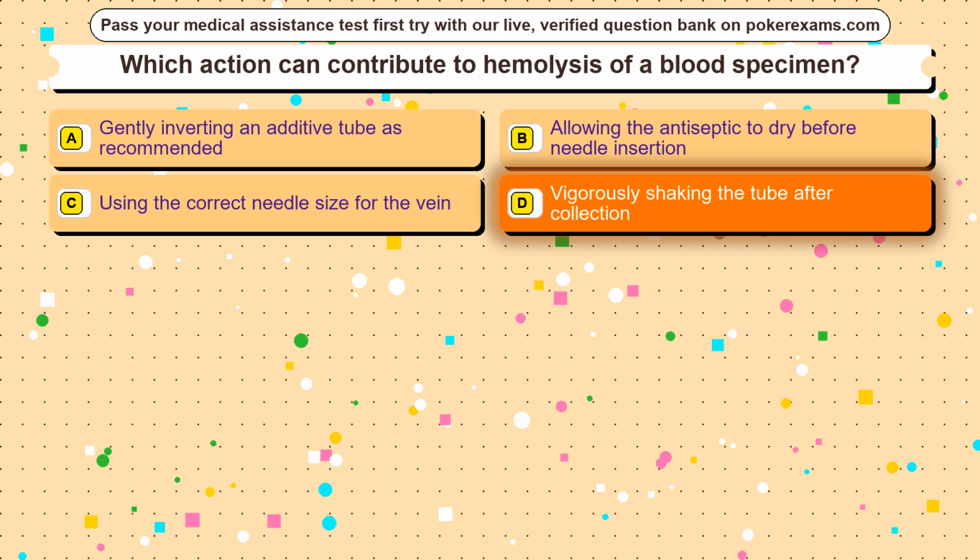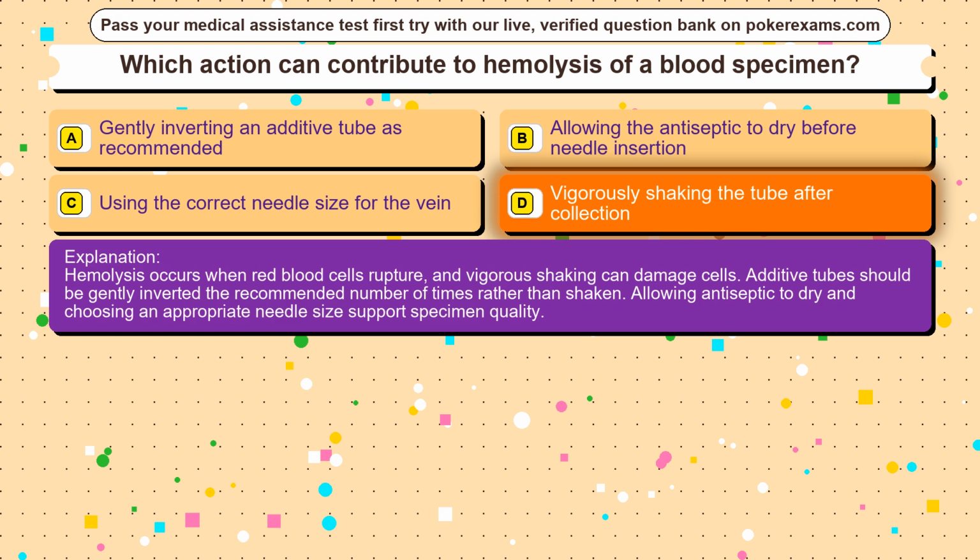The correct answer is option D. Vigorously shaking the tube after collection. Hemolysis occurs when red blood cells rupture, and vigorous shaking can damage cells. Additive tubes should be gently inverted the recommended number of times rather than shaken. Allowing antiseptic to dry and choosing an appropriate needle size support specimen quality.